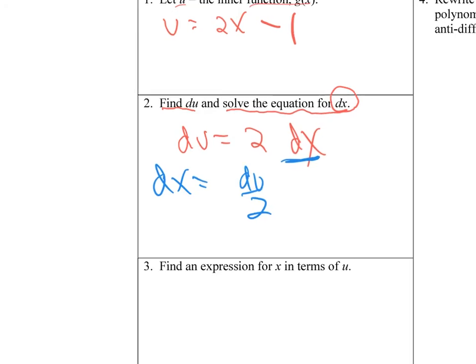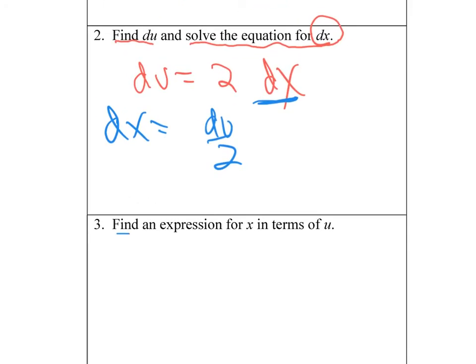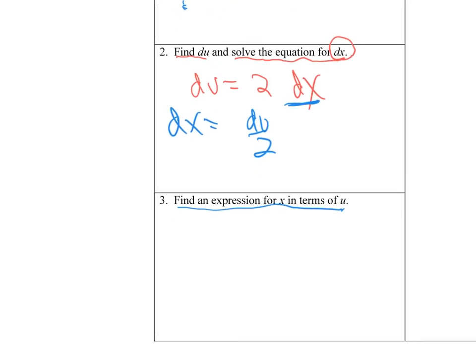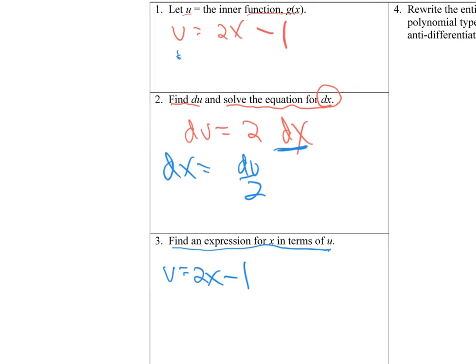Now, find an expression for x in terms of u. What do you mean, expression for x in terms of u? Go back to your original problem. If you recall, u was equal to 2x minus 1. Let's solve this for x.